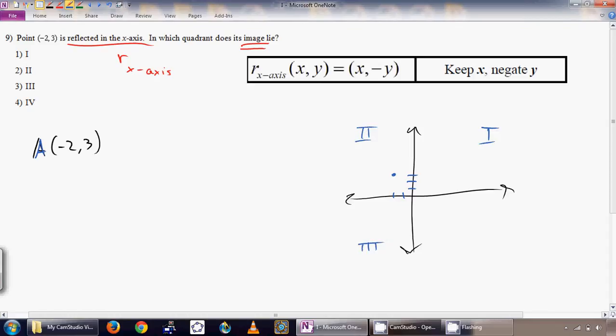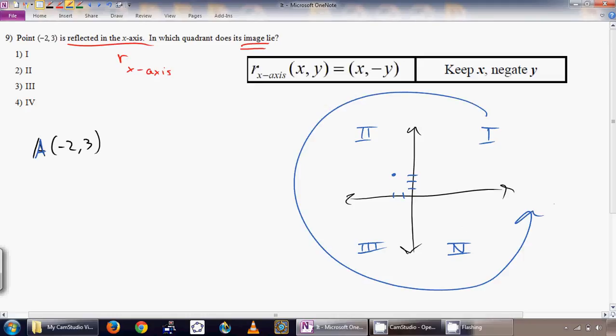And then it goes 3, and then 4. Okay, right? Counterclockwise is the flow. Mathematicians are, you know. All right. So let's reflect this point using our rule.